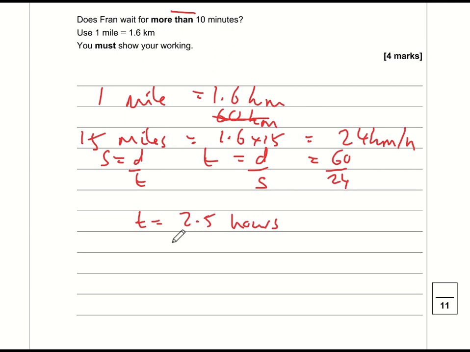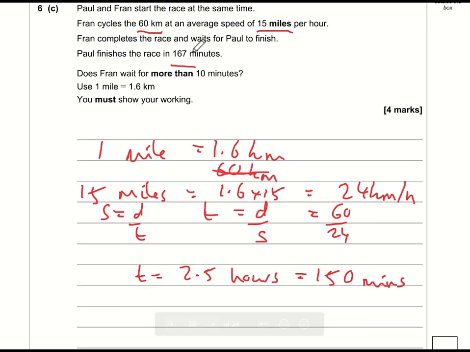Probably the best thing to do here is turn this into minutes. 1 hour is 60, so 2 hours is 120 plus half an hour, so that is 150 minutes. And we know that Paul finishes the race in 167 minutes, so there is a difference of 167 take away 150, so therefore Fran needs to wait for 17 minutes for Paul to finish. So does Fran wait for more than 10 minutes? Well, yes, she does.